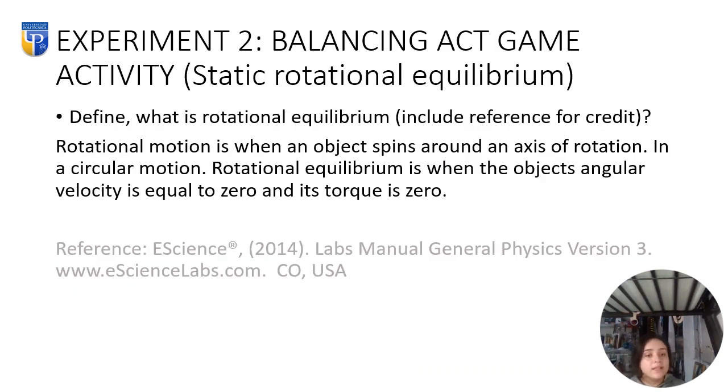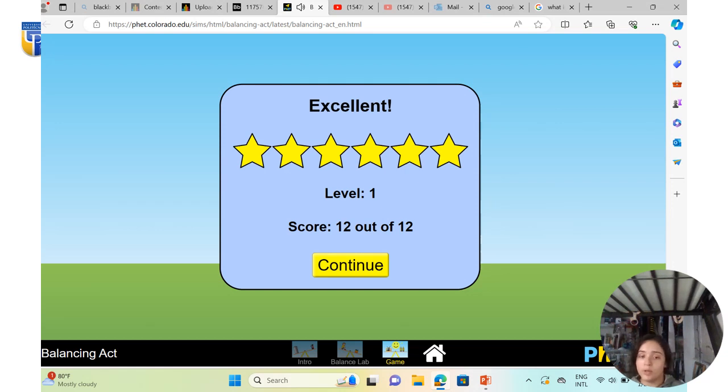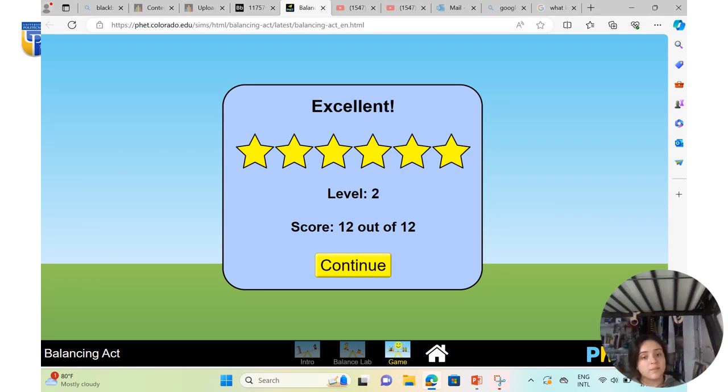Now, what is rotational equilibrium? Rotational motion, and this I found in the manual, is when an object spins around an axis of rotation in a circular motion. Rotational equilibrium is when the object's angular velocity is equal to 0 and its torque is 0, meaning balanced. This is my level 1, which I scored 12 out of 12. And this is my level 2, which I scored 12 out of 12.